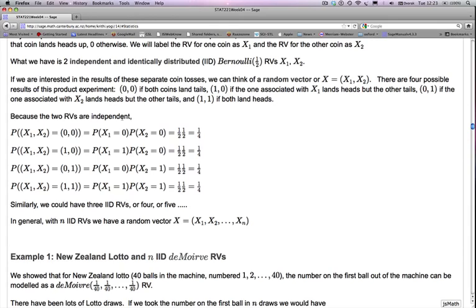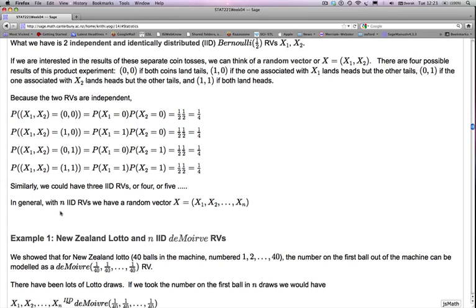Because the 2 random variables are independent, the probability that x1, x2 takes the ordered pair value 0, 0 is simply the probability that x1 is 0 multiplied by the probability that x2 is 0. And this comes from the independence assumption that the 2 random variables are independent of one another. So the probability that x1 is 0 is half, and that x2 is 0 is also half, so we multiply them and get 1/4. Similarly, we get 1/4 for the other 3 possibilities for the random vector x1, x2 being 1, 0, 0, 1, or 1, 1.